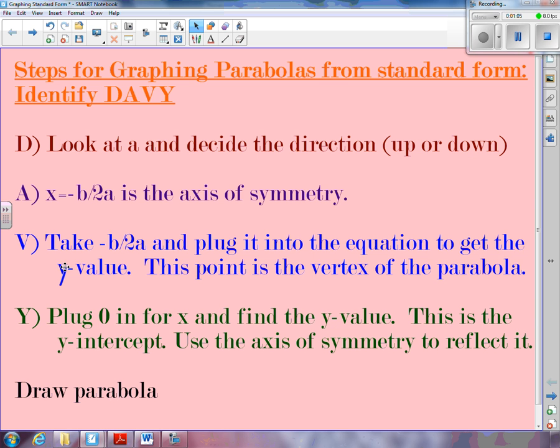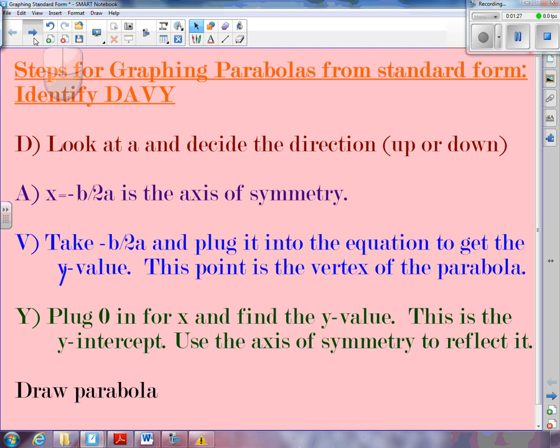Then we do Y, that stands for the y-intercept. So we're going to plug 0 in for x and find the y value. This is the y-intercept. And then you just use the axis of symmetry and reflect it over the axis of symmetry. This way you have 3 points. And then you just draw your parabola. Remember that all parabolas have that U shape.